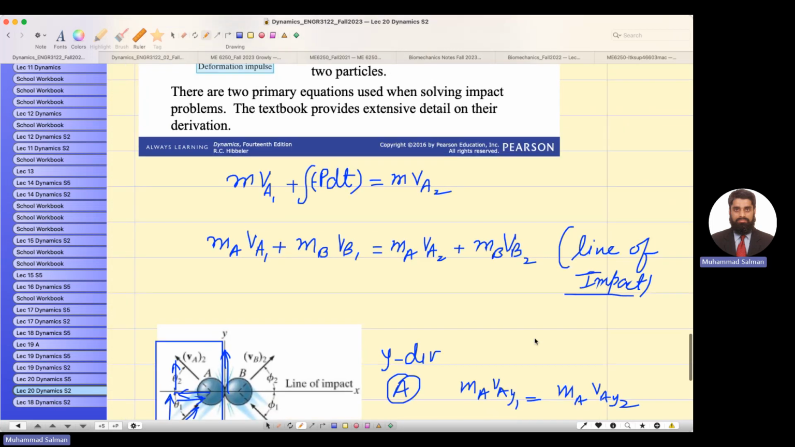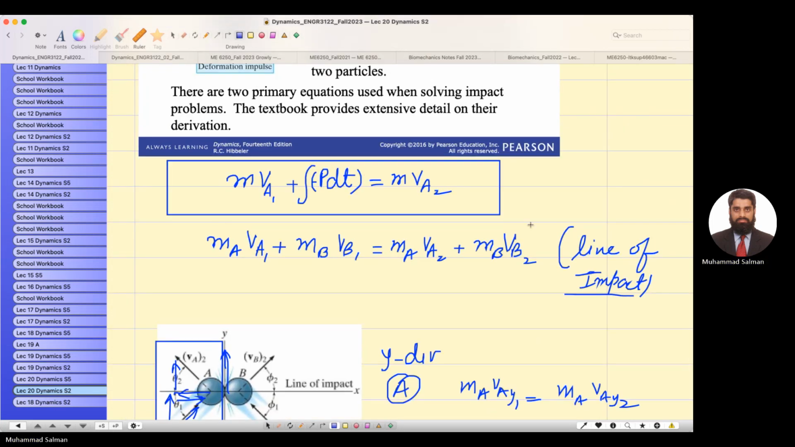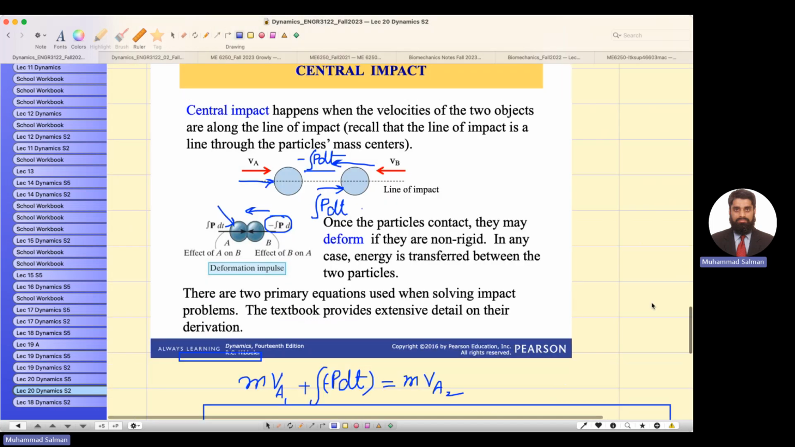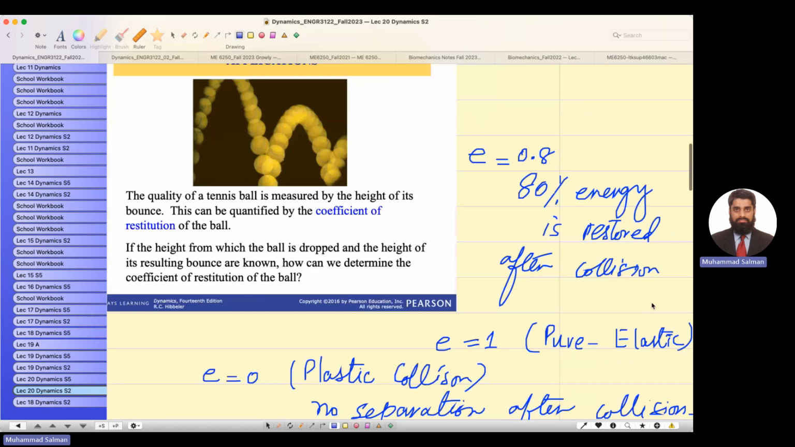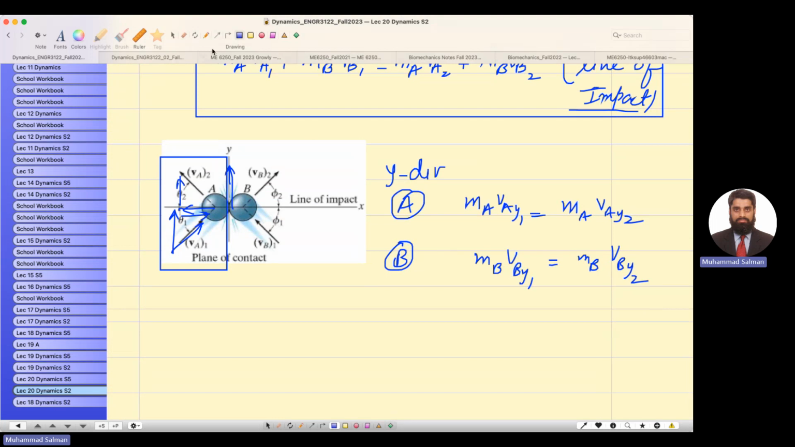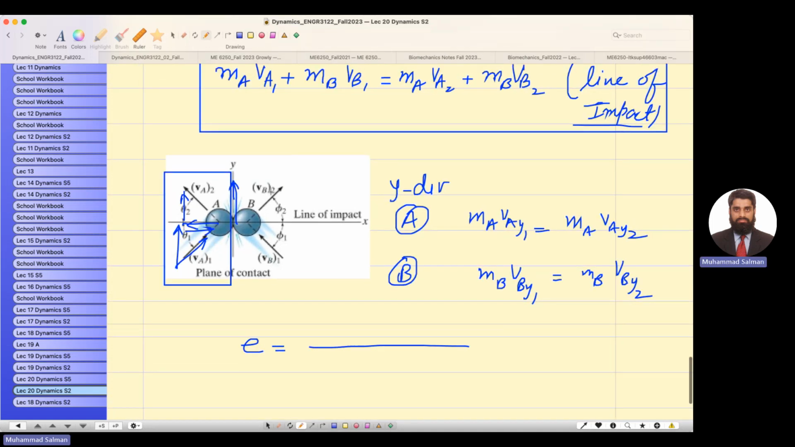For central impact, you are using this equation, this for center. And there is another equation for E, the one which I showed you. Look over here, E equals the relative velocity, final relative velocities. If you take a look here, VB2 is the final velocity of body B. So I can write down VBX2 minus VAX2. You see my point?